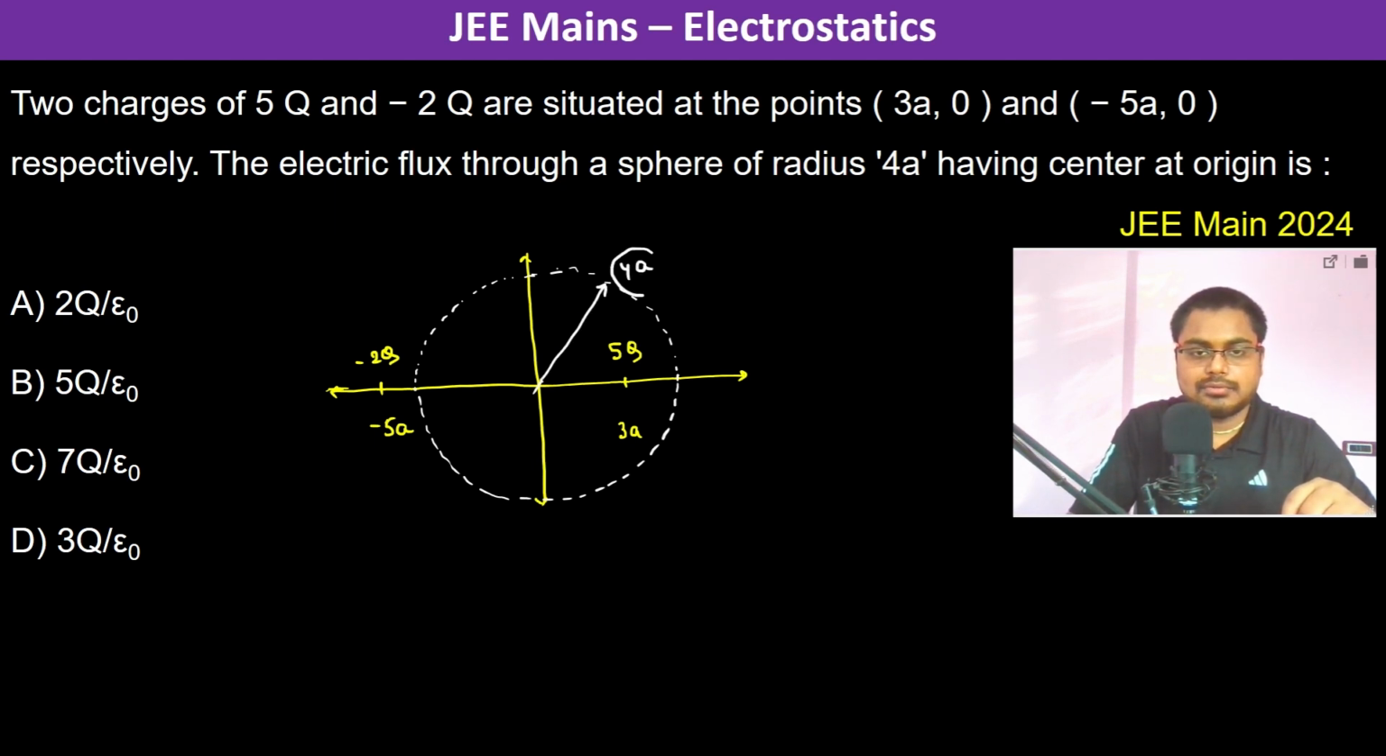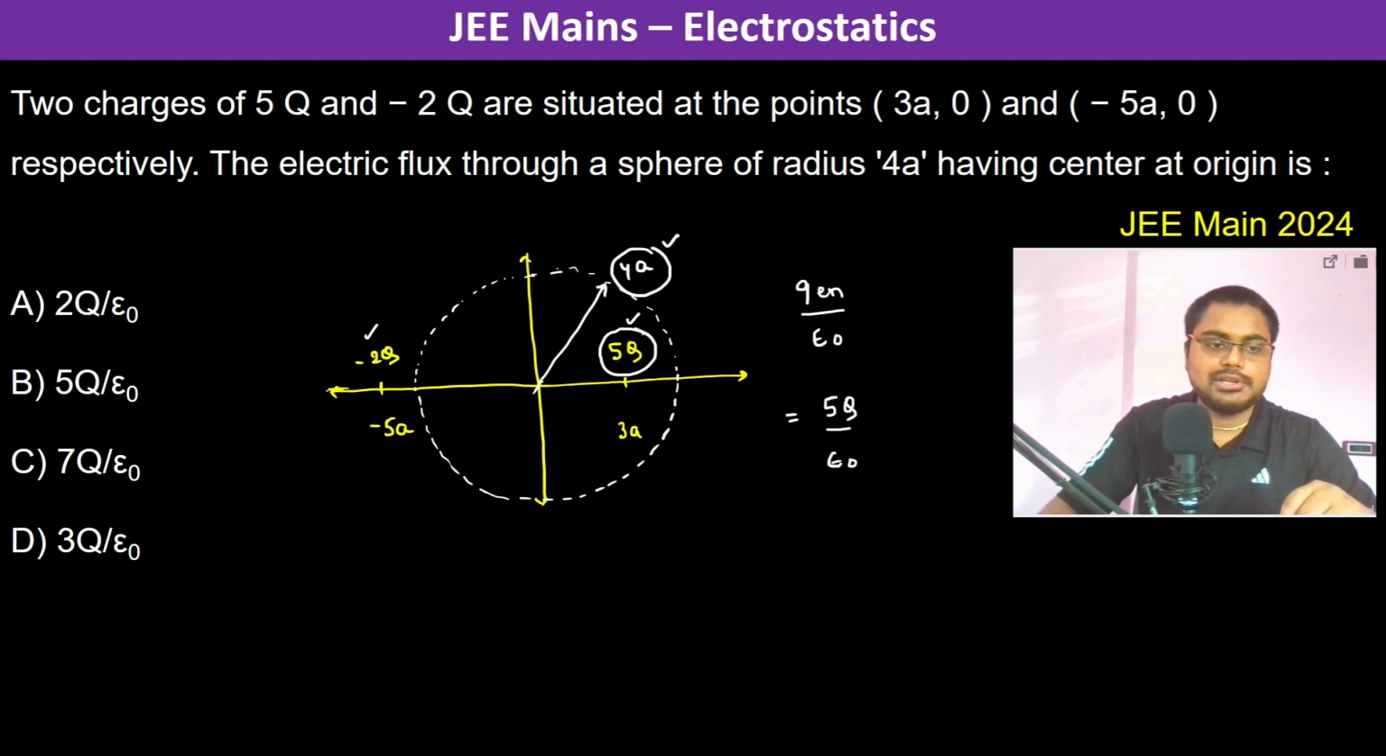So this is 4a radius. Therefore the electric flux is going to be equal to q enclosed divided by epsilon naught. Now what is q enclosed? Only this charge is getting enclosed. You see, this is outside charge. So therefore it's going to be 5q divided by epsilon naught. So therefore option B is going to be correct.